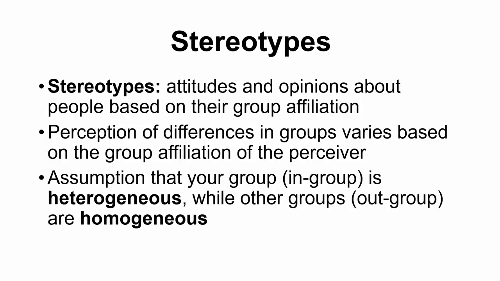Next, we're going to start talking about some things that are a little bit more serious. We're going to start talking about stereotypes, and then we'll eventually get into prejudice and even discrimination. So, starting off with stereotypes. Stereotypes are attitudes and opinions about people that are based on their group affiliation. And though some people can share similar traits, the problem that comes from stereotyping is that we assume that all members of a group end up sharing identical traits.